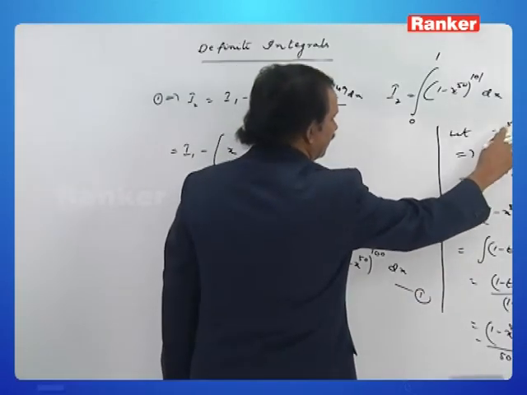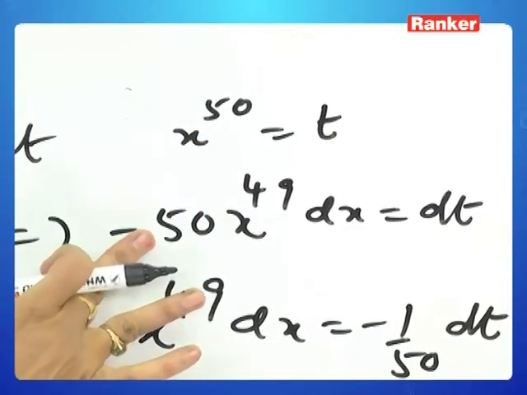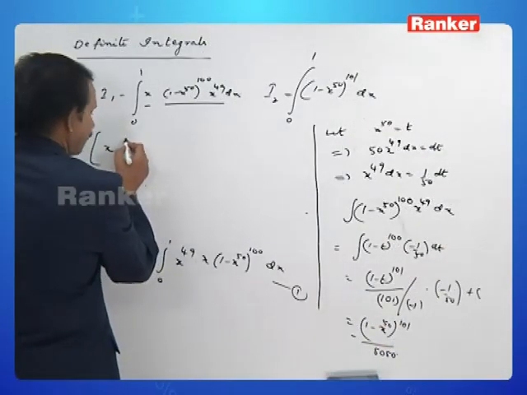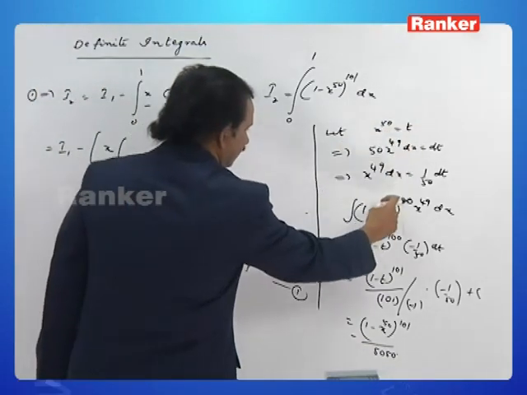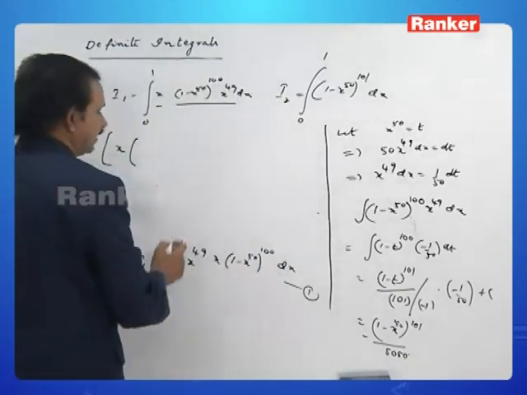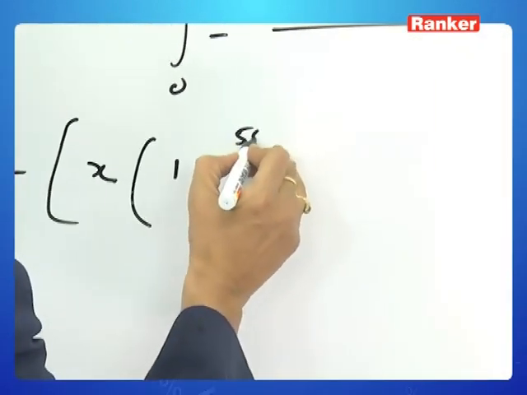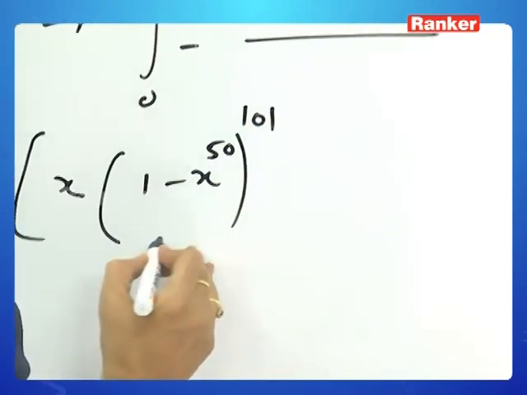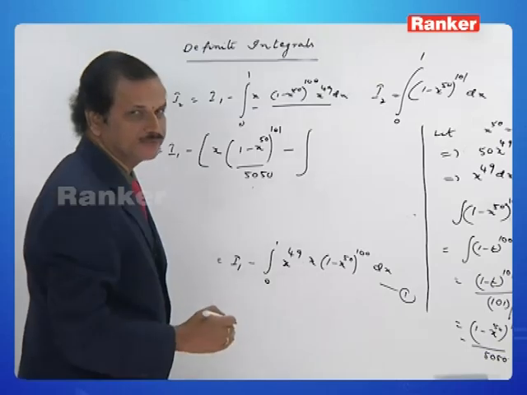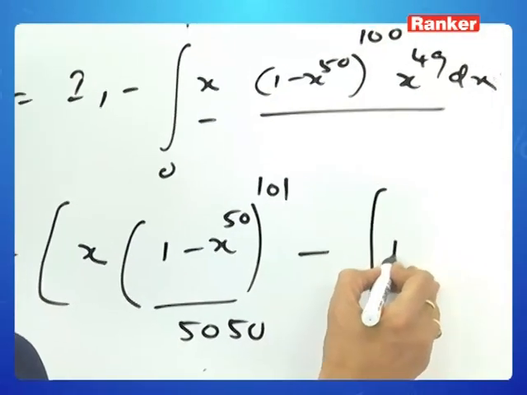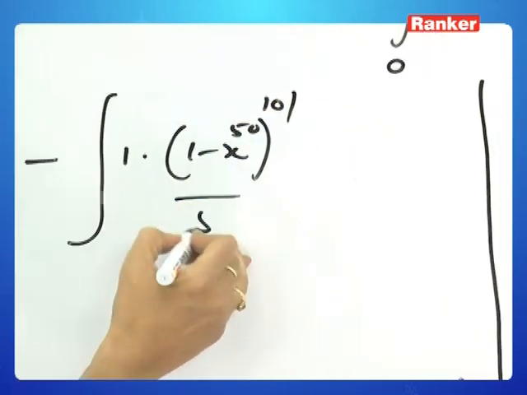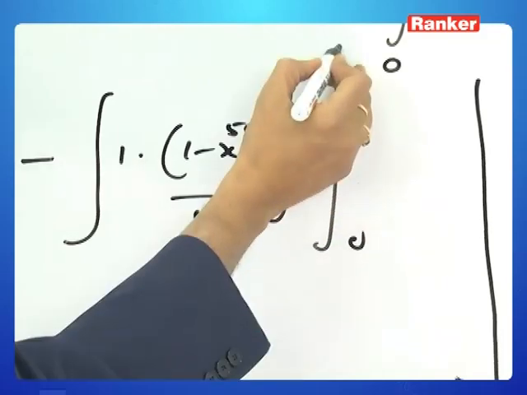You see, I have taken x to the power of 50 as t, so this is 1 by 50, hence this is x into... we have taken x to the power of 50 as t, so minus of minus becomes plus, so that it is (1 minus x to the power of 50) whole to the power of 101 by 5050, minus the integral of the derivative of the first one, 1, and the integral of the second one, (1 minus x to the power of 50) whole to the power of 101 by 5050, between the limits 0 to 1.